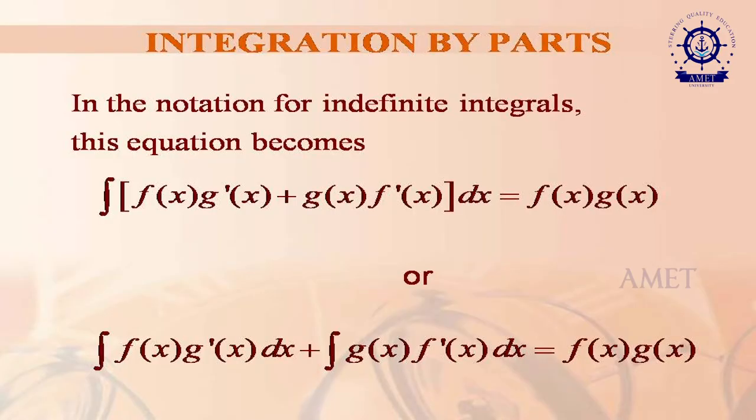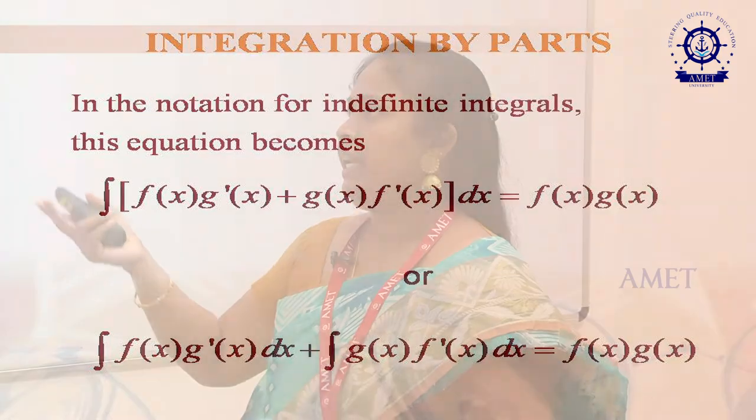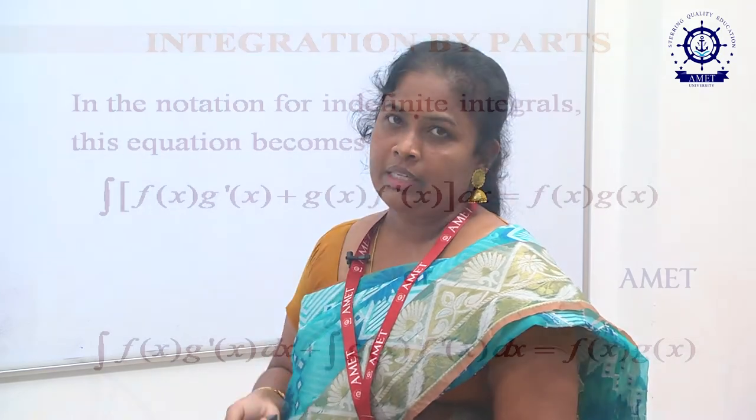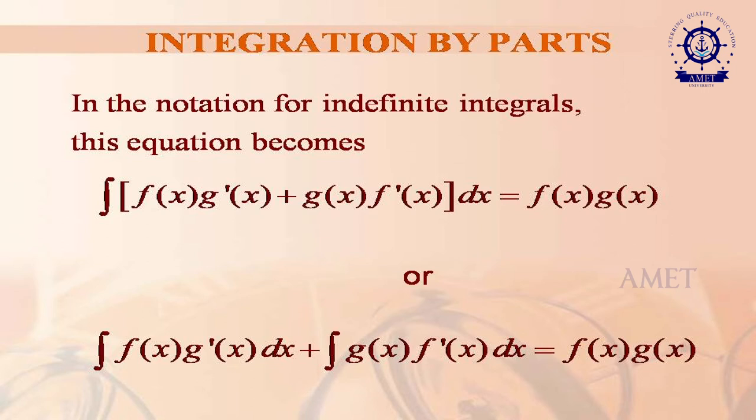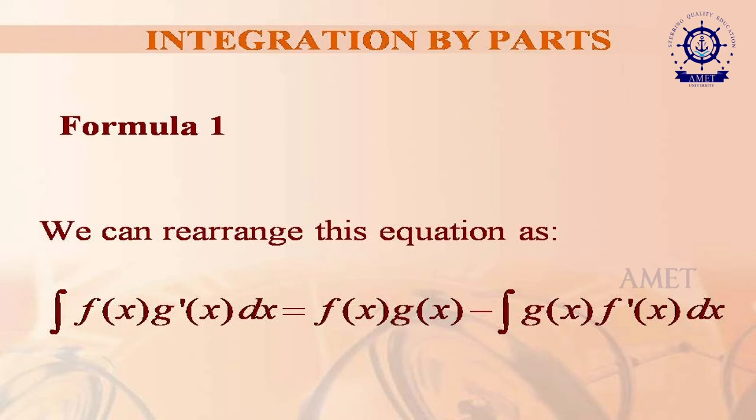In the notation for indefinite integral, this equation becomes integral f of x g dash of x plus g of x f dash of x dx equal to f of x into g of x, or integral of f of x into g dash of x dx plus integral of g of x f dash of x dx equal to f of x g of x. We can rearrange this equation as integral of f of x into g dash of x into dx equal to f of x g of x minus integral of g of x f dash of x dx.